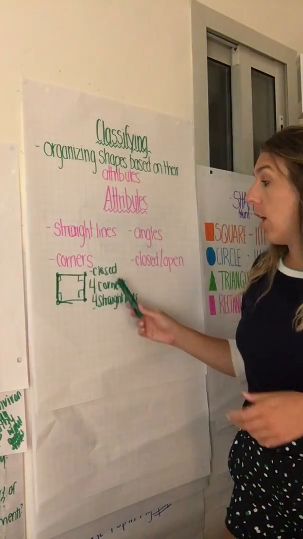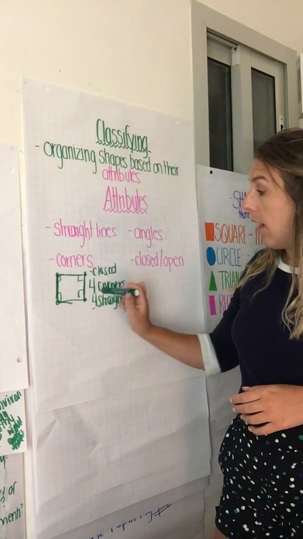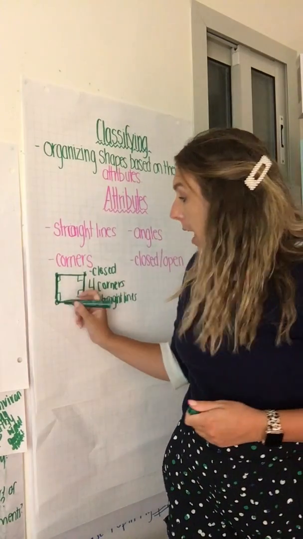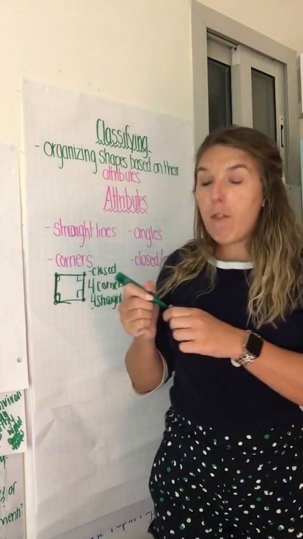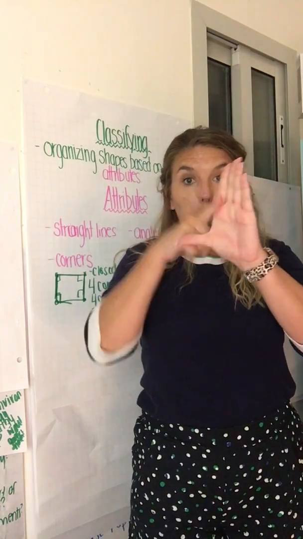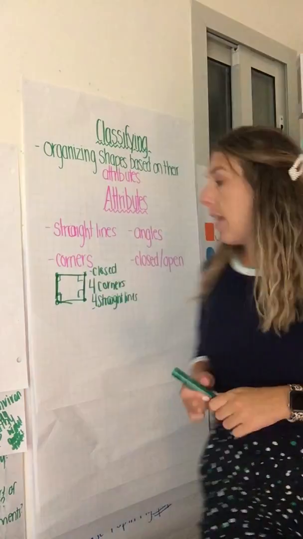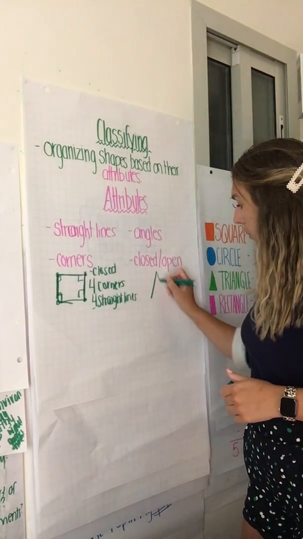So I've got an example on here. I have a rectangle. It's a closed shape. It's got 4 corners. It's got 4 straight lines. It also has 4 angles, which I put in here. It's got 4 right angles. Do you remember when we talked about right, acute, and obtuse? Think about those. Now, what if I put a triangle up here?